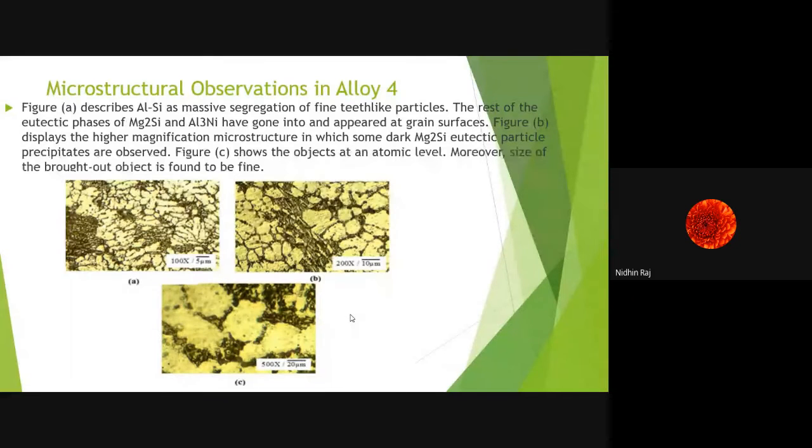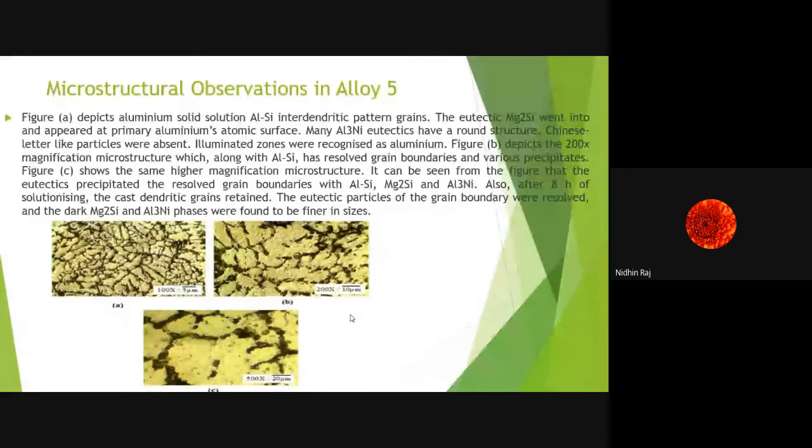Now moving on to alloy 5. Here figure A depicts the aluminum solid solution AlSi interdendritic pattern grains. The eutectic Mg2Si went into and appeared at the primary aluminum's surface, and many Al3Ni eutectics have a round structure here. The Chinese letter-like particles were absent here also. The illuminated zones were recognized as aluminum.